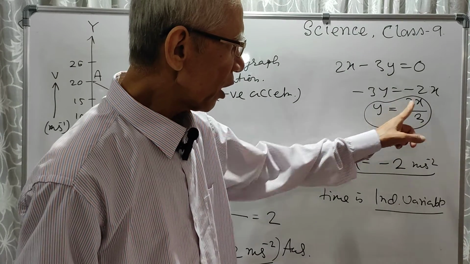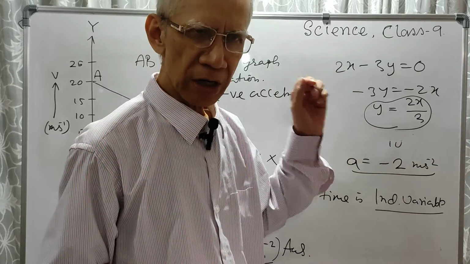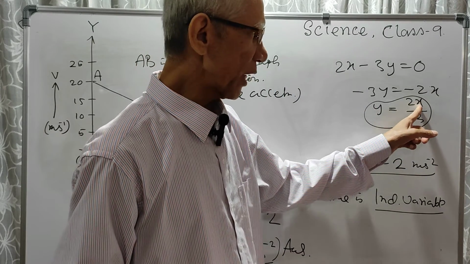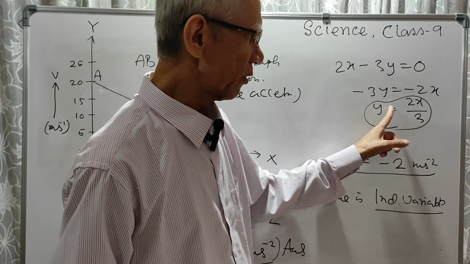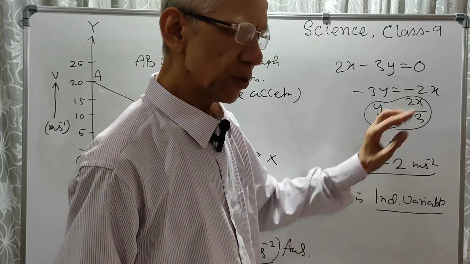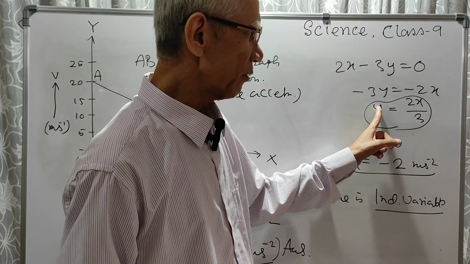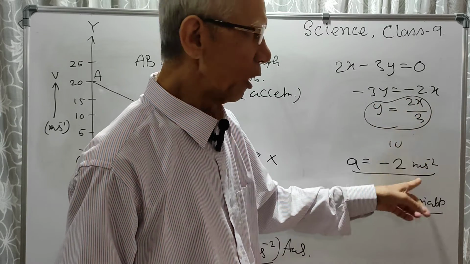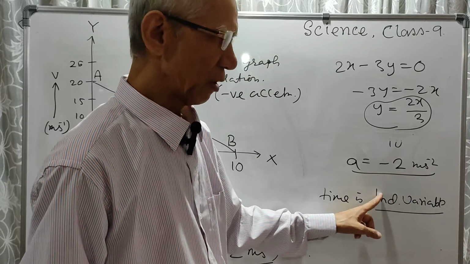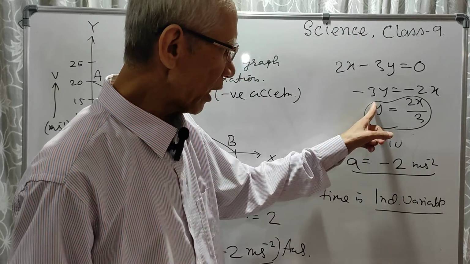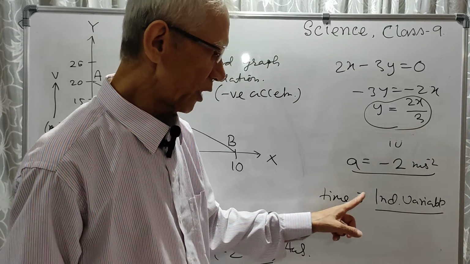Now when you draw a graph, you always choose x first, not y. If x is 3, then what will be the y value? 2 into 3 by 3, that means 2. If x is 0, what will be the y value? 2 into 0 by 3, that means 0. Always we choose x first. That is called the independent variable. So x is the independent variable, y is the dependent variable.